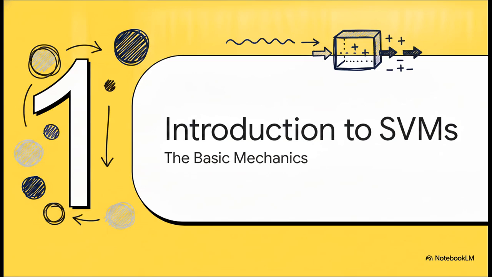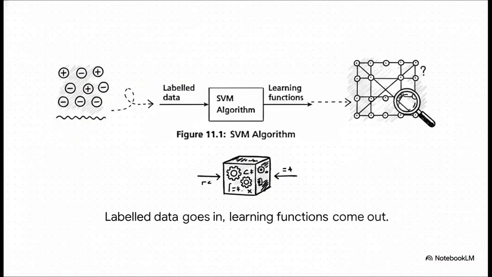All right, Section 1. Introduction to SVMs and the basic mechanics. At its absolute most basic level, a support vector machine is just a supervised learning pipeline. It simply takes labeled data as an input, data where we already know the answers, and processes it through the SVM algorithm to generate learning functions. And then it uses those functions to classify new, unknown test data.